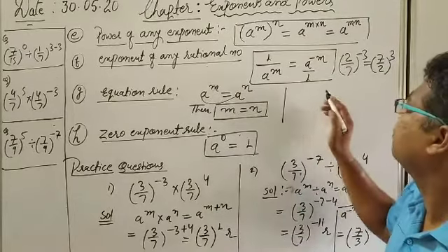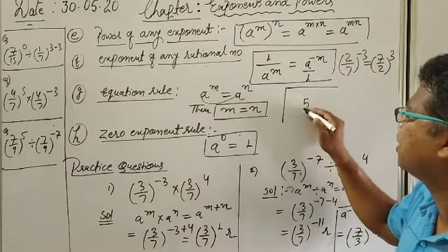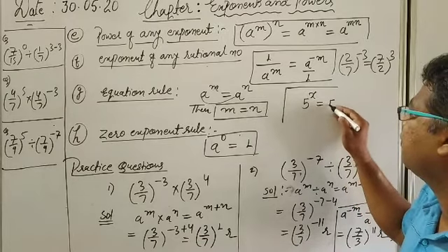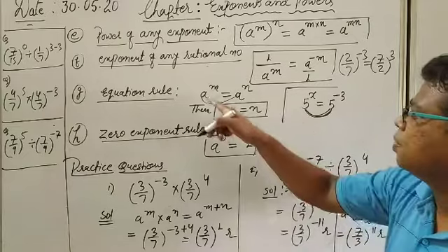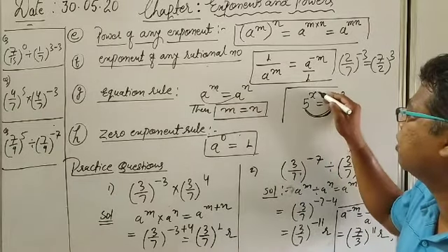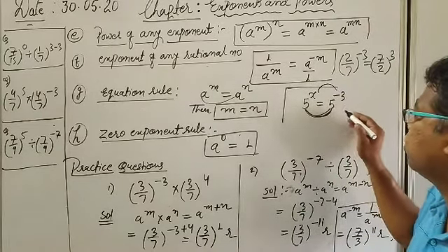Let me give you an example also. If this is the case, 5 to the power x and here 5 to the power minus 3, because these bases 5 and 5 are equal, according to that particular rule their powers should also be equal.